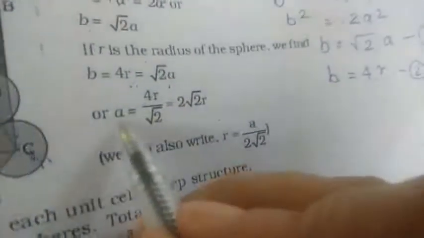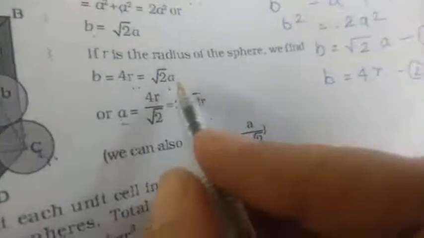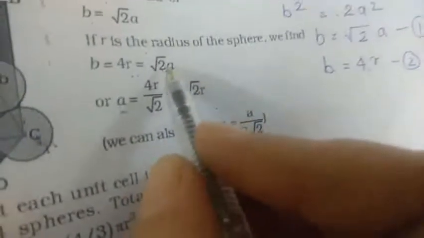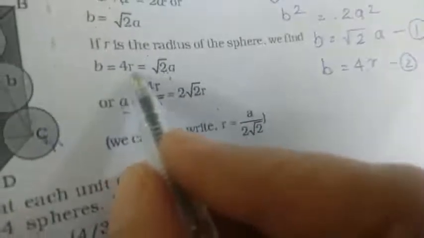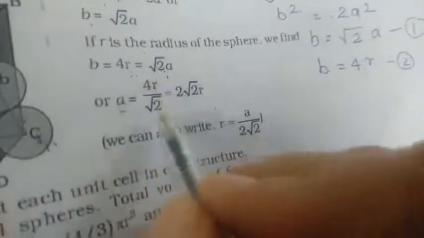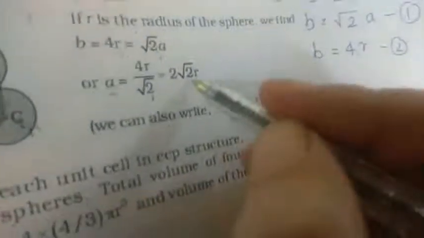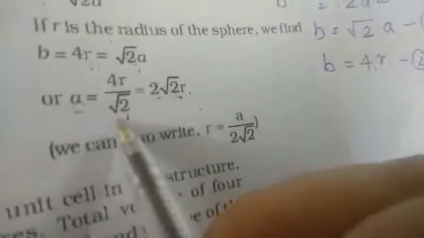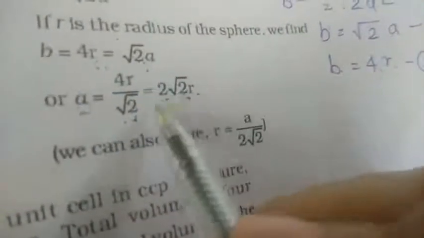Now if I want to get the value of A, it is in multiplication with root 2. So if I want to get the value of A, root 2 will go in the denominator of 4R. So we'll be getting A is equal to 4R by root 2, which can be further simplified and written as 2 root 2R. Right? I hope this is clear. 4R by root 2 can be written as 2 root 2R.